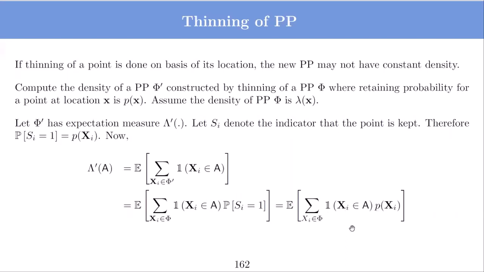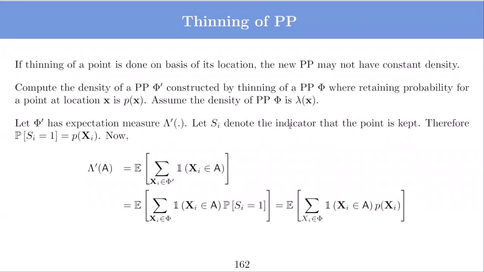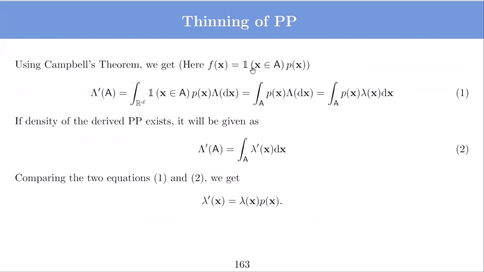Now if you look at this multiplication, it is nothing but a function of xi. So I can apply Campbell's theorem, because this is a summation over all points of some function of xi. Campbell's theorem says that this becomes the integration of f(x) lambda(dx). And what f(x) is here is this.